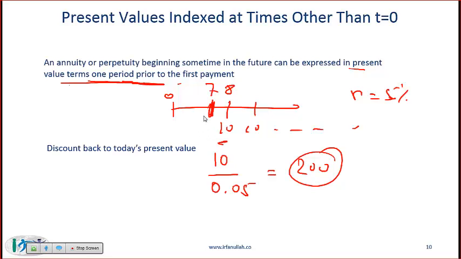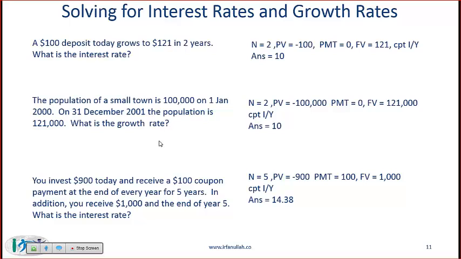And then how do you come up with the value at time 0? You take the 200 and discount back to 0. Okay, now you also can use the calculator for solving for interest rates and growth rates. Interest rates and growth rates are similar as far as the calculator is concerned. Here are some basic calculations that I want you to be able to do. A $100 deposit today grows to 121 in 2 years. What's the rate? You can even do this mentally, but plug in the numbers and you should get 10%.